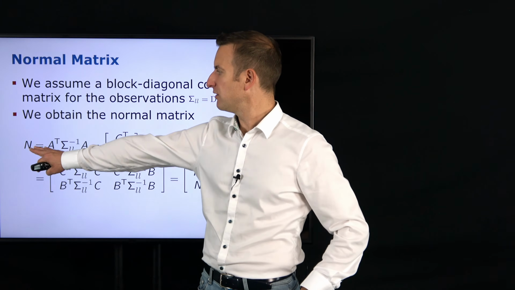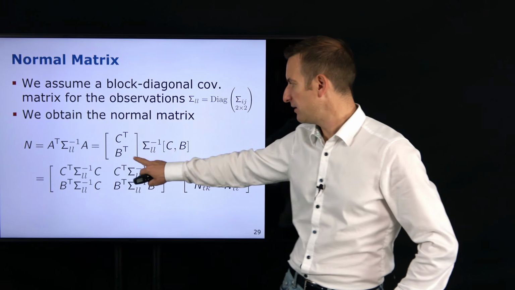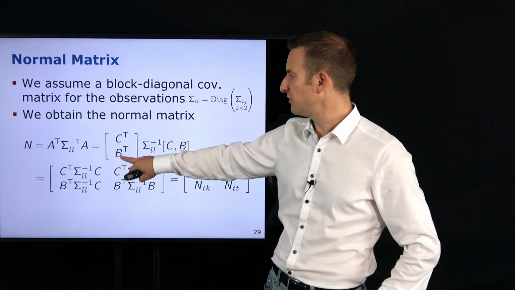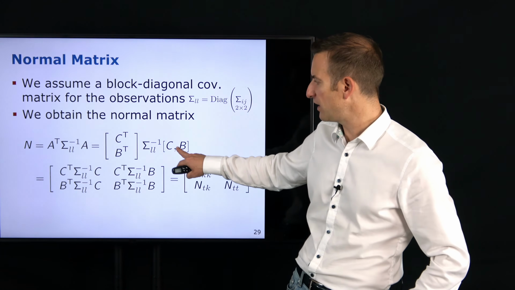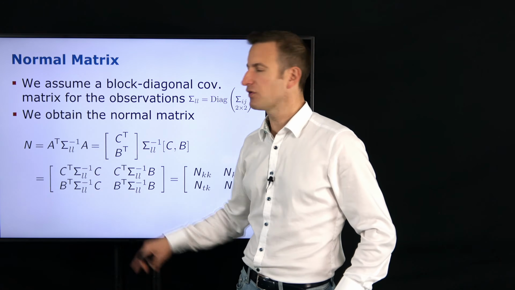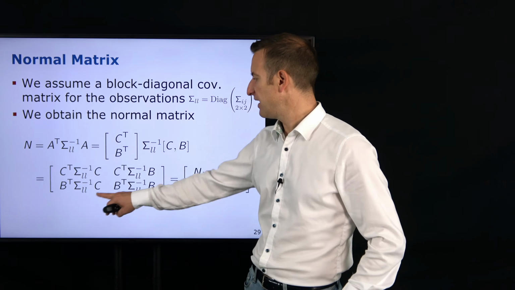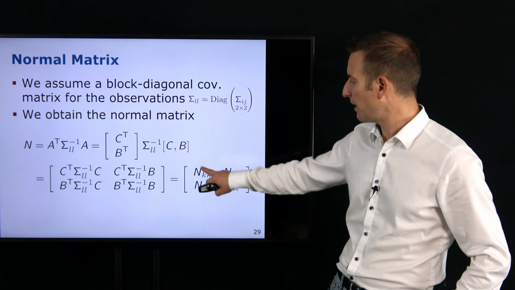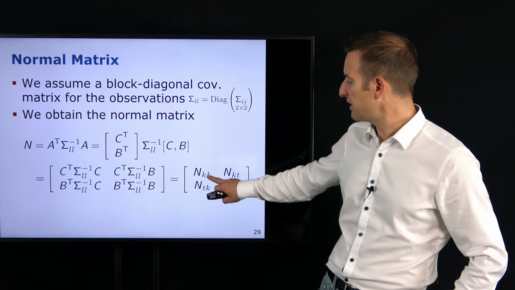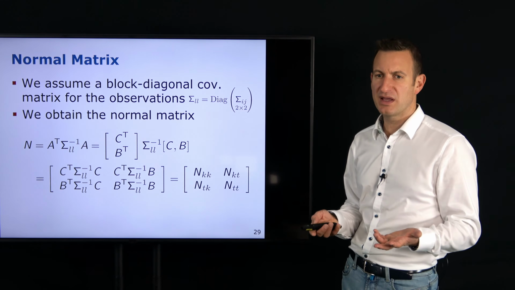In this case, my normal matrix, which is A transposed, information matrix, A, I can split up A into C and B. So A transposed gives C transposed, B transposed, and CB here for A. And then I can multiply those elements out. So I will have here blocks relating C, the observations, B with the observations, and so on and so forth. So I basically have my normal equation system with those elements NKK, NKT, NTK, NTT, and these are those elements that we have discussed before.